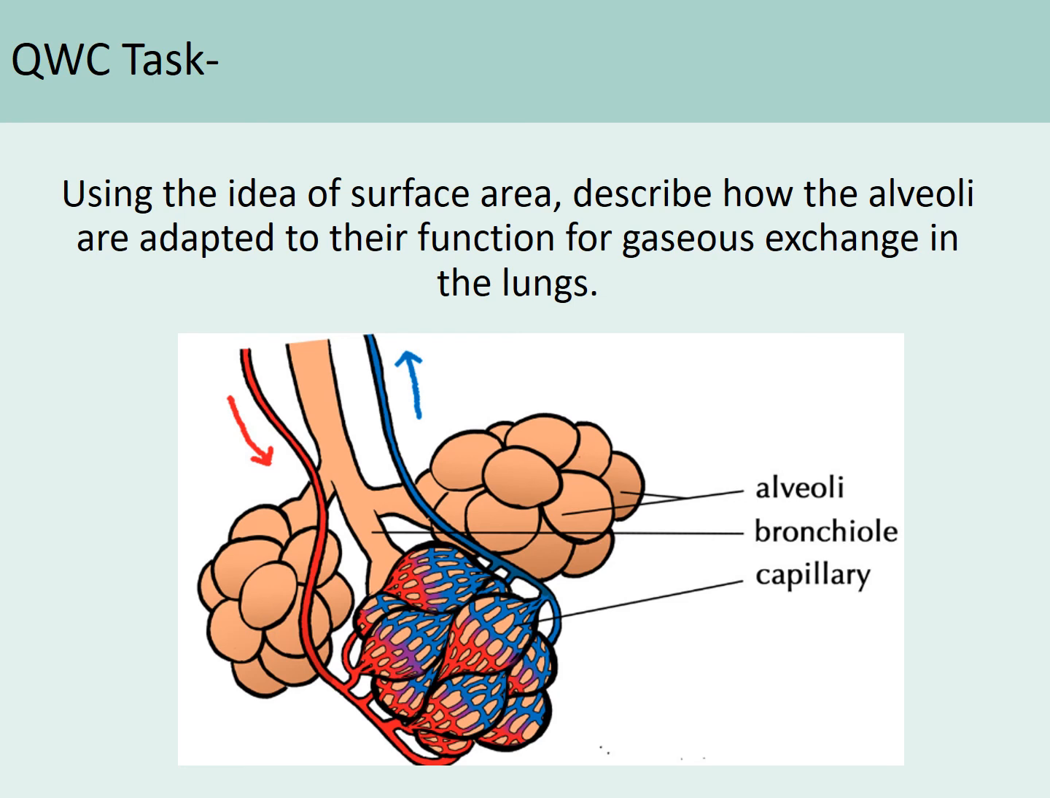Okay, so a question for you. This is talking about one of the examples of diffusion. I'd like you to have a go at using the idea of surface area. Describe how the alveoli are adapted to their function for gas exchange in the lungs. There is one thing that we have spoken about, but can you see anything else that might increase that rate of diffusion? If you could pause the video and have a go at answering that.